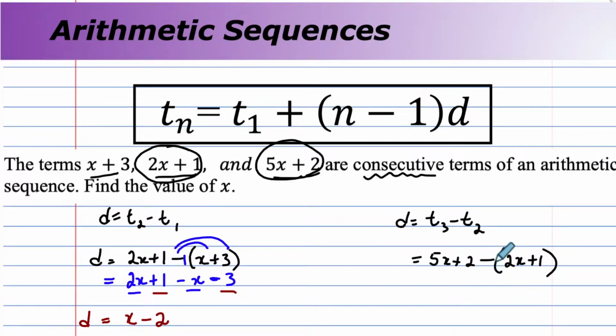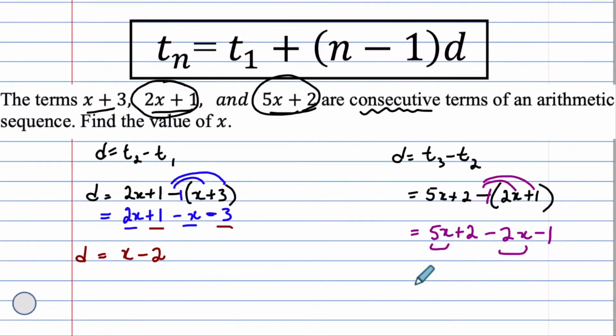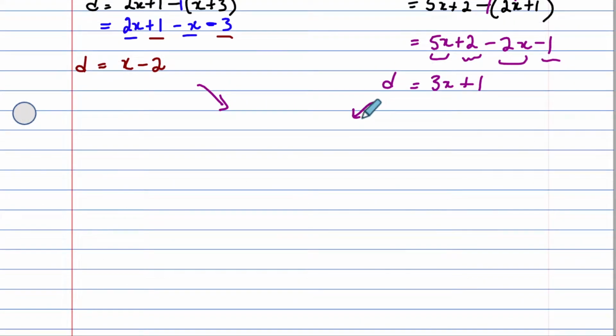Now over here we have the same thing, negative 1 times this bracket. So we'll have 5x plus 2 minus 2x minus 1. Collect our x's. We have 5x take away 2x is 3x. And we have plus 2 minus 1 is a plus 1 for d. Now both of those are equal. Together, d is d. X minus 2 is the same as 3x plus 1.